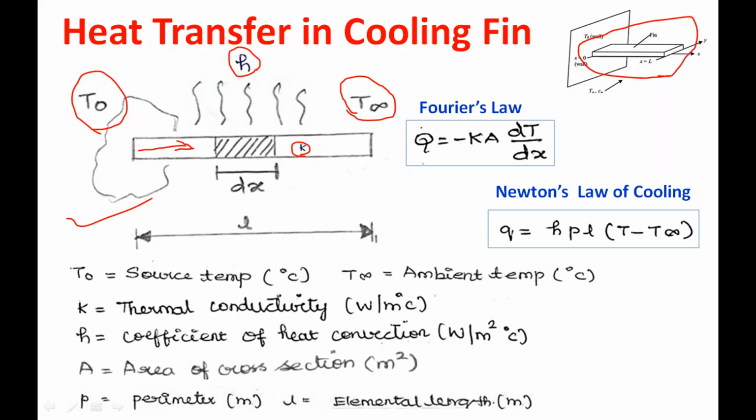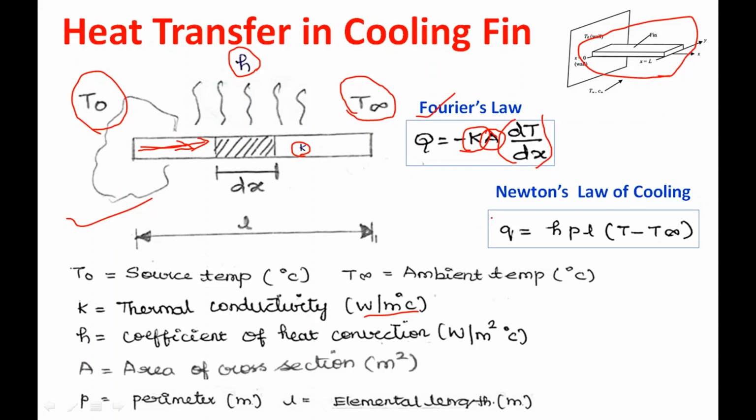To determine the amount of heat dissipated through conduction, we use Fourier's law. What is Fourier's law? The amount of heat transferred, Q, is equal to minus K A dT by dx, where K is called the thermal conductivity, with unit watt per meter degree Celsius, and A is the area of cross section, because conduction takes place inside the material, perpendicular to the area of cross section. That is why the area of cross section is considered in Fourier's law. Then dT by dx is nothing but the temperature gradient.